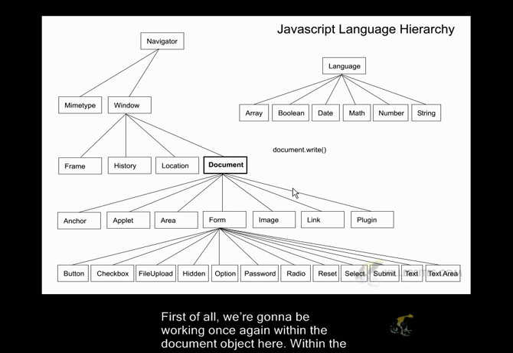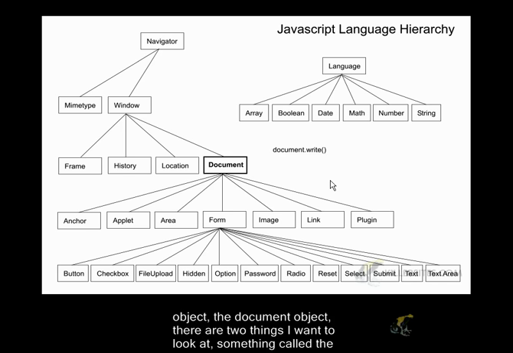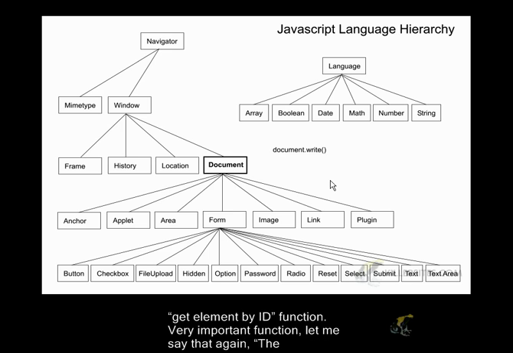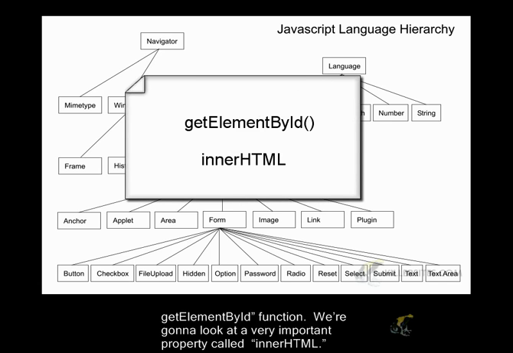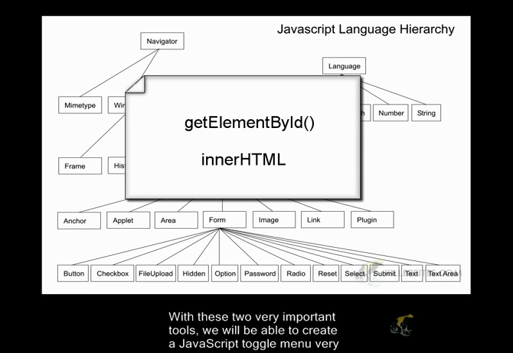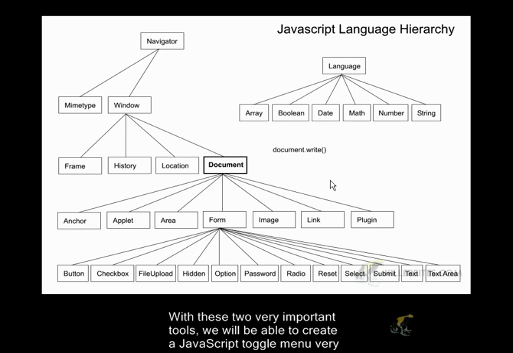And in the document object, there are two things I want to look at: something called the getElementById function, very important function. Let me say that again, the getElementById function. And we're going to look at a very important property called innerHTML. With these two very important tools, we will be able to create a JavaScript toggle menu very easily.